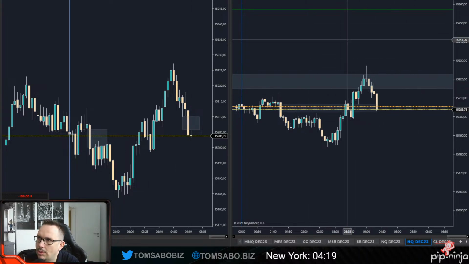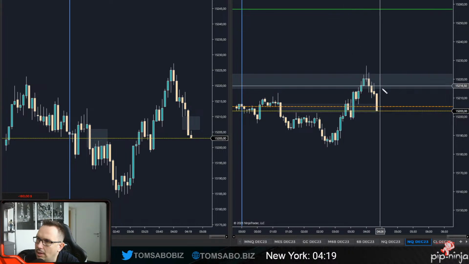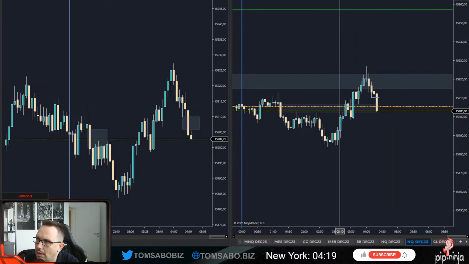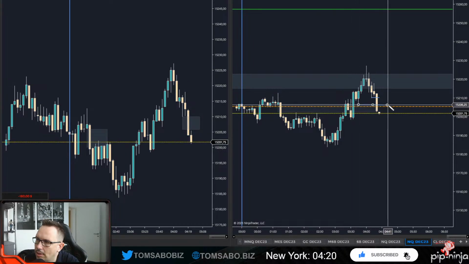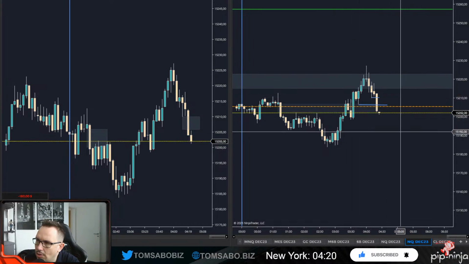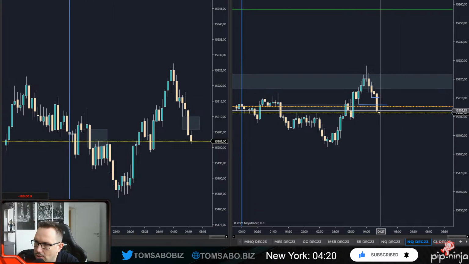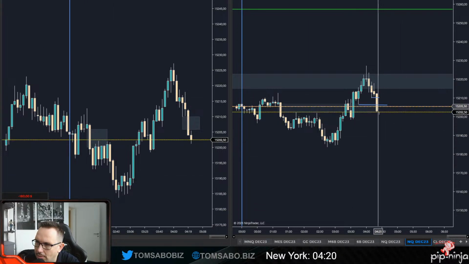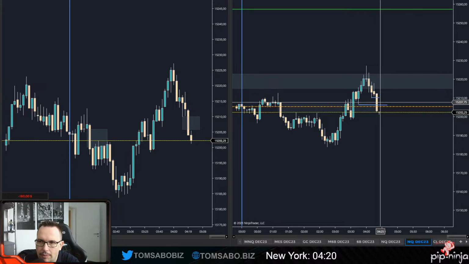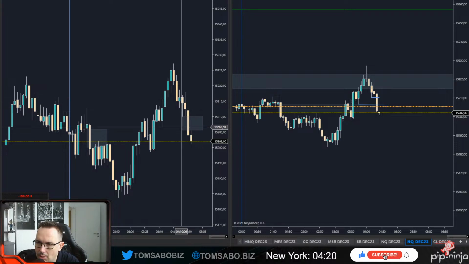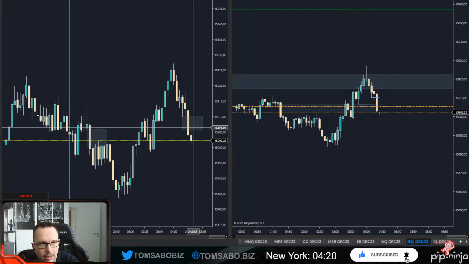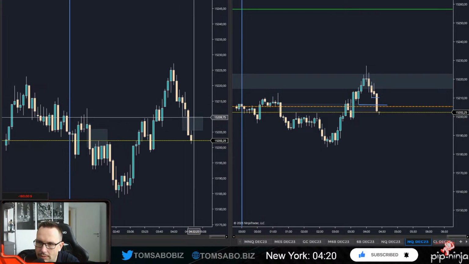Actually, two structure breaks. One here, and one here as well. So if this candle would close without repricing the majority of this one, I could just jump in. Also, the 500 tick chart is giving me a confirmation as well.